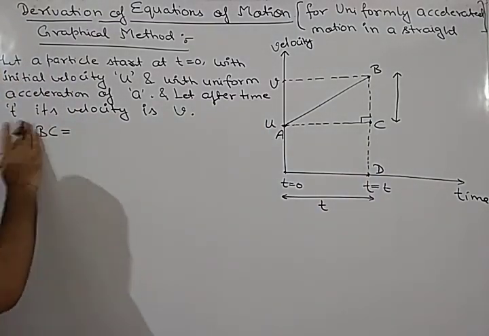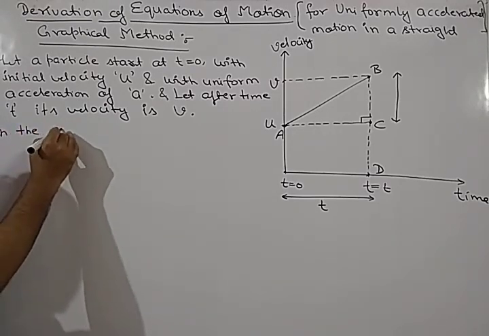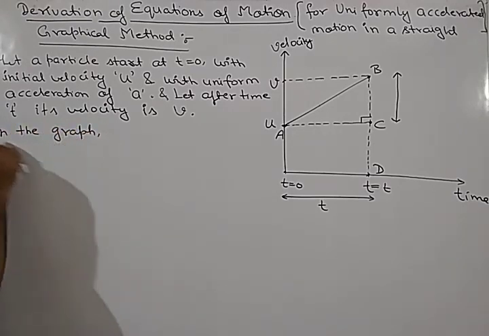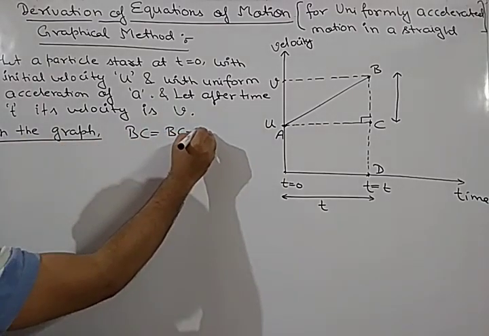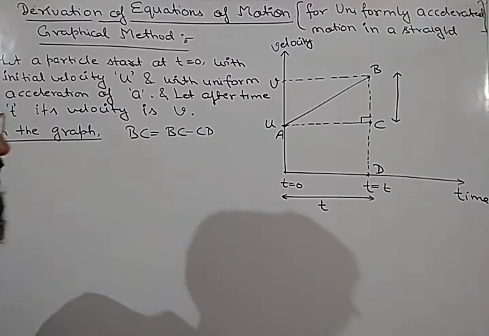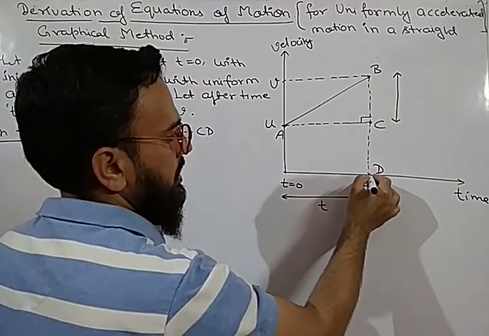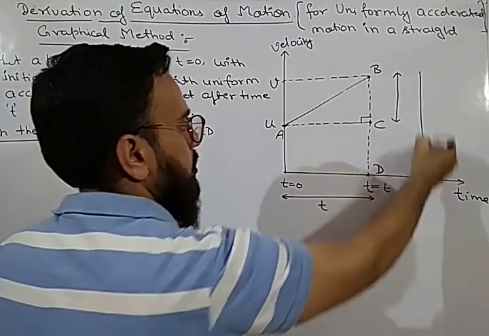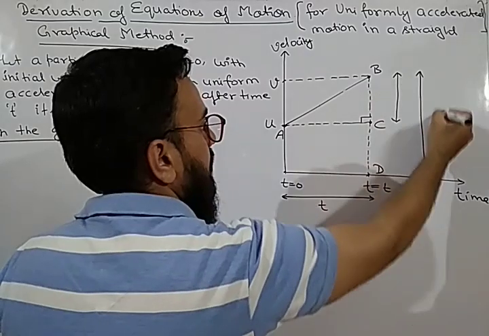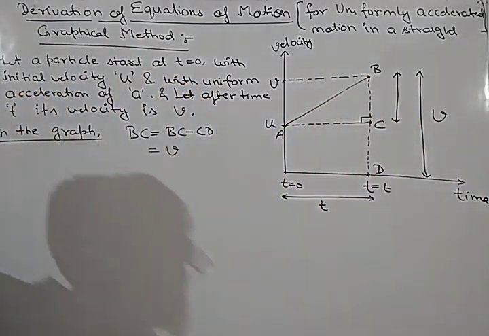BC is equal to, now in the graph, you will write in the graph, what is BC? BC is equal to BD minus CD. You can write it. So what is BD? BD is the distance between this axis and this point, and the total distance is V, because this point is V. So we can write here V.